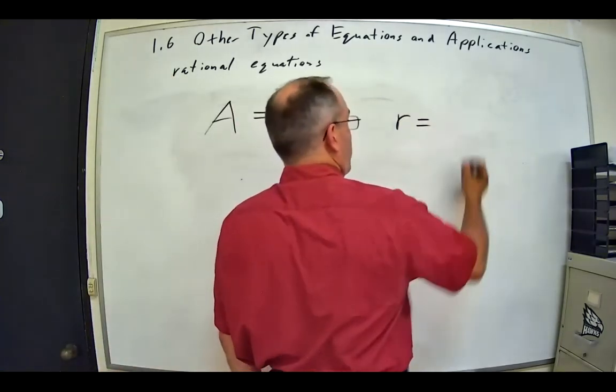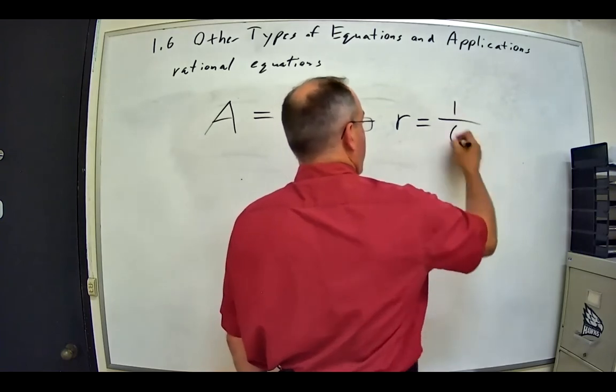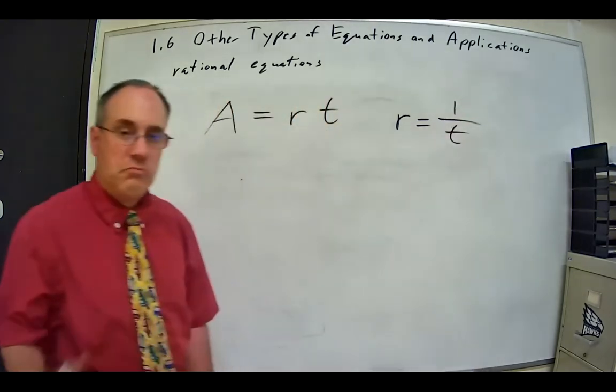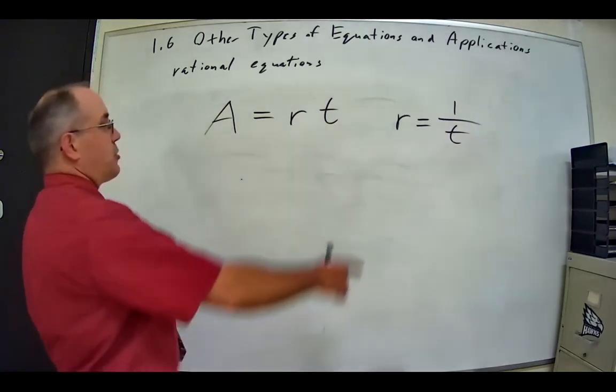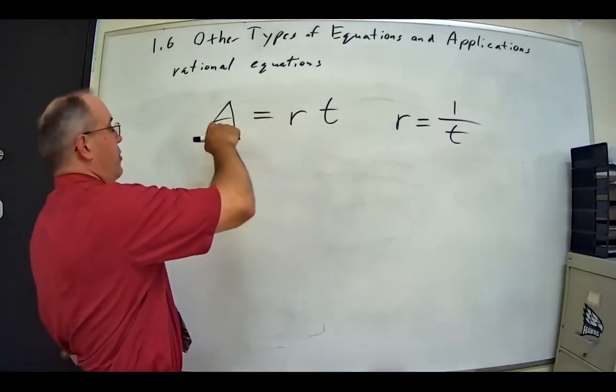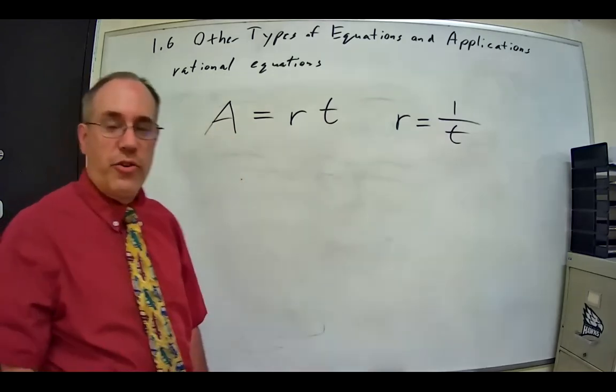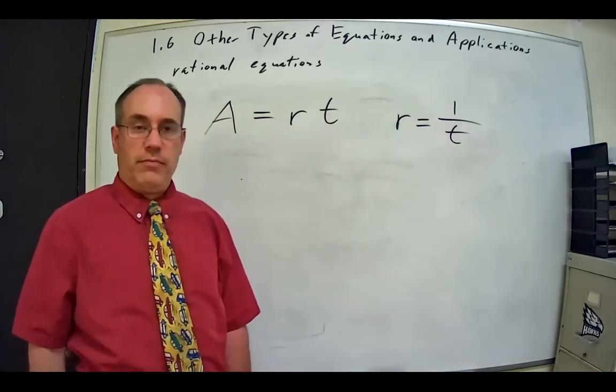So R is equal to, you can do one job in this amount of time. So it's basically a specific case of this where we're saying A is 1. You're completing one of something.